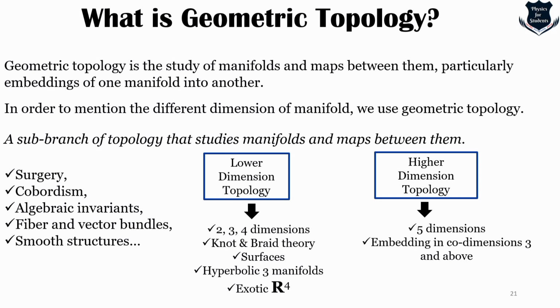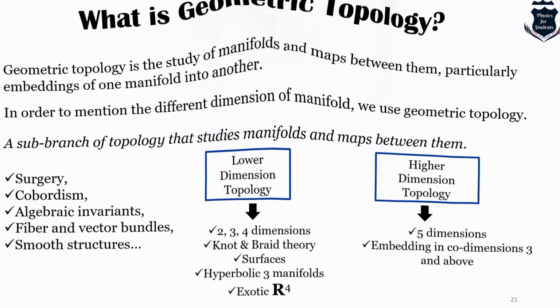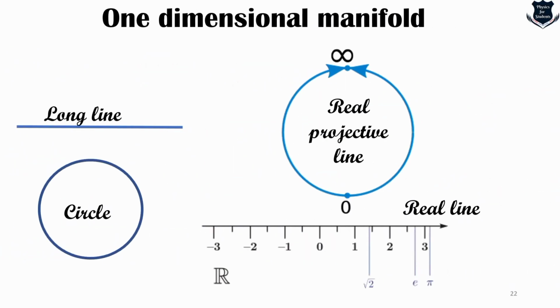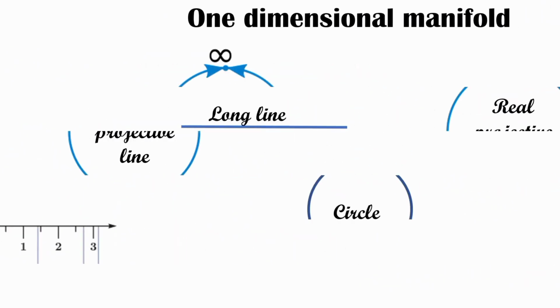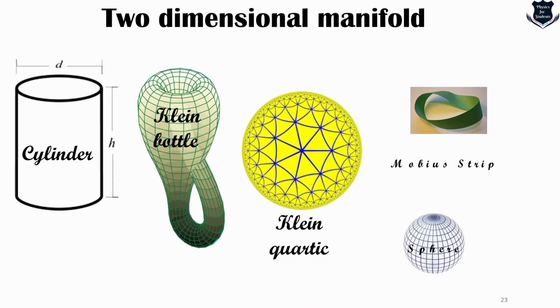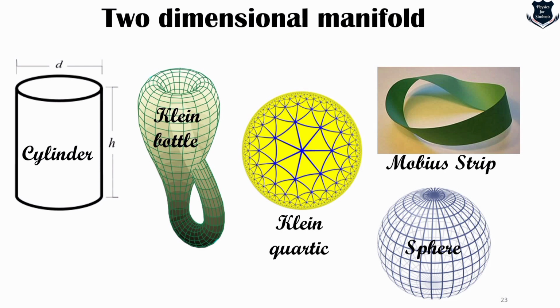Now, when we are talking about knot and braid theory, exotic R4, 5 dimensions, can we visualize them? Is there any way we can just see them and get an idea? That is what I'm going to show you right now in this part of the video. If I talk of a one-dimensional manifold, it is basically a long line or a circle or a real projective line and a real line. This you can just imagine as a one-dimensional manifold. Two-dimensional objects are mostly the cylinder, Klein bottle, Möbius strip, sphere and so on.